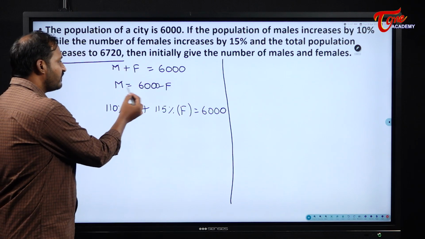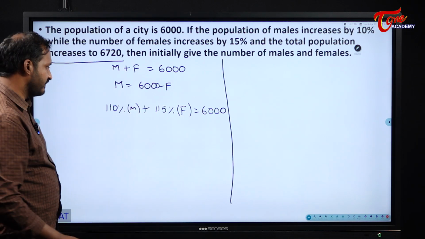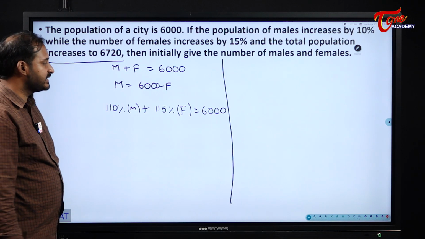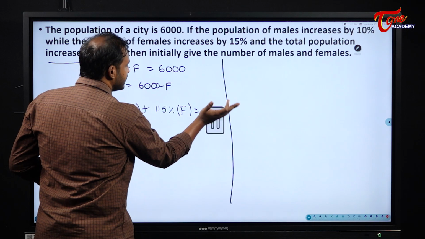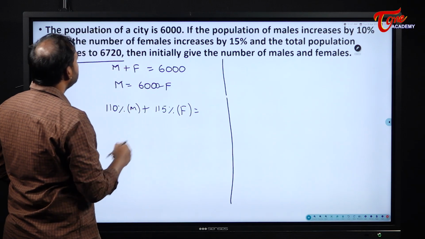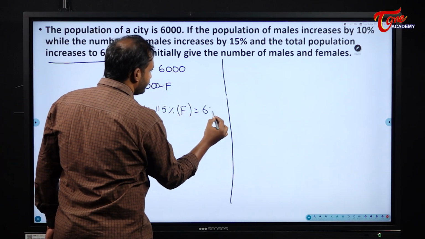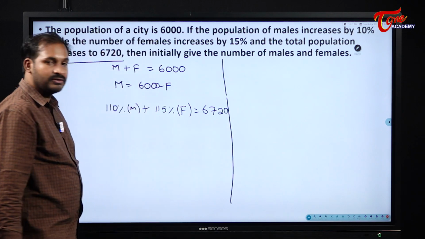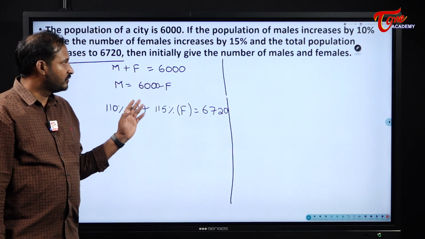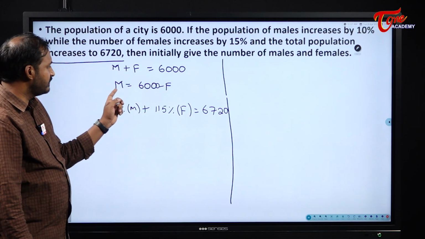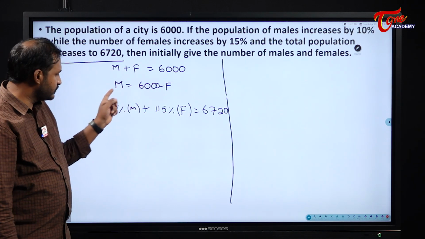So now in place of male, I will write it as 6,000 minus F. By this increase, the population went to what? 6720. Population went to 6720. Now see here, I will write everything in male or female to get the answer. So anyway, I have the equation male is equal to 6,000 minus F. So I will substitute here.